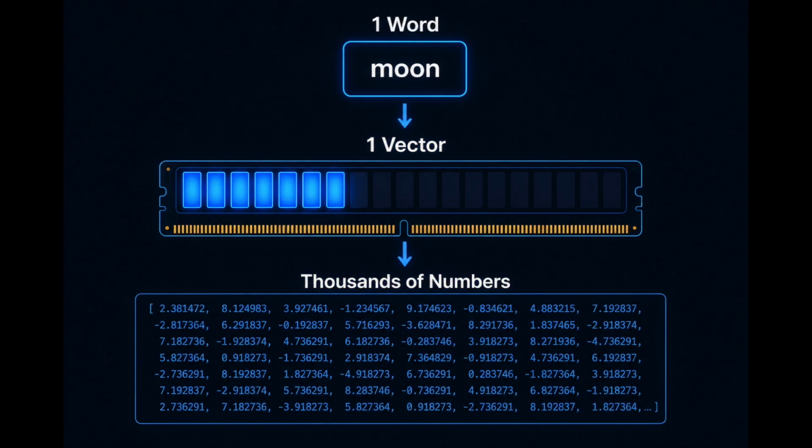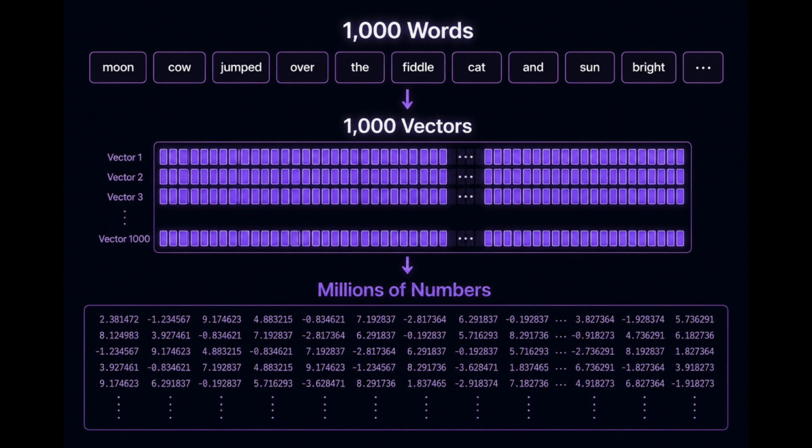The math isn't the only challenge. Every word requires storing a vector, and real vectors contain thousands of numbers, far more than the 3 we're using in our examples. All of these numbers must be stored in memory.